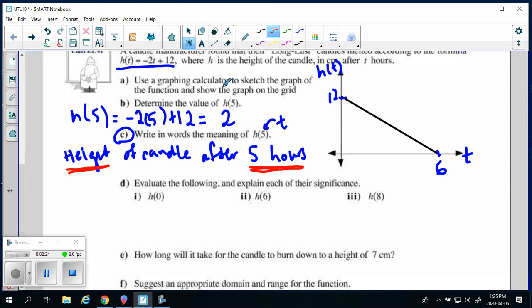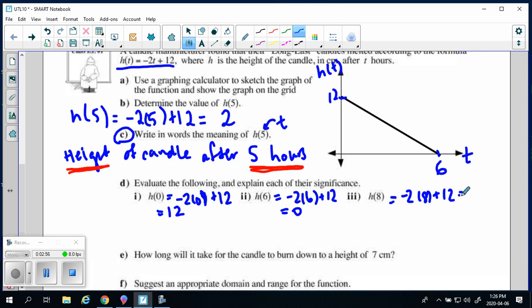Evaluate the following and explain their significance. So we're looking at h of 0. We're just going to plug in 0 for t, so that ends up being 12. H of 6, we can plug in 6, which ends up being 0. At h of 8, we can plug in 8, and that ends up being -4.